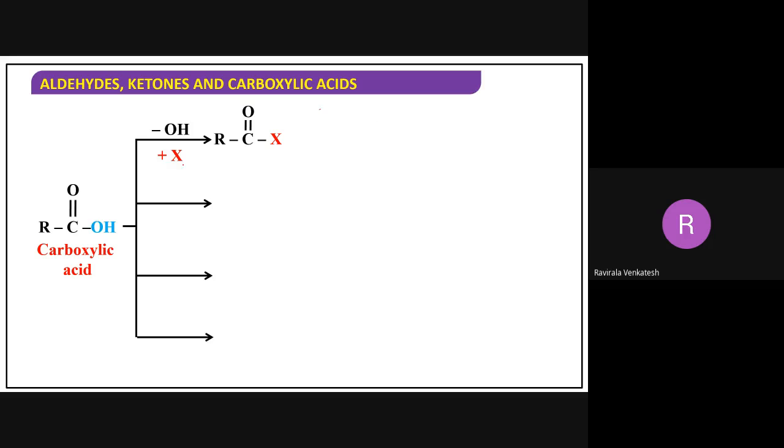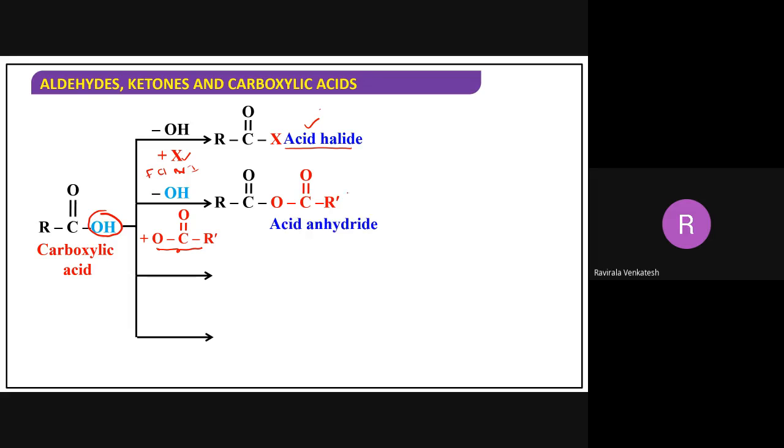Now observe, in the place of OH, I am writing a halogen, X, meaning fluorine, chlorine, bromine. These are called acid halides. So in a carboxylic acid, if OH is replaced with halogen, they are called acid halides. Next, if you replace OH with an anhydride group, with OC=O, they are called acid anhydrides.